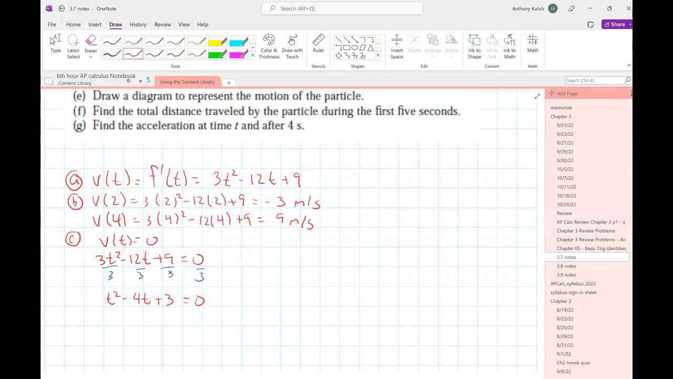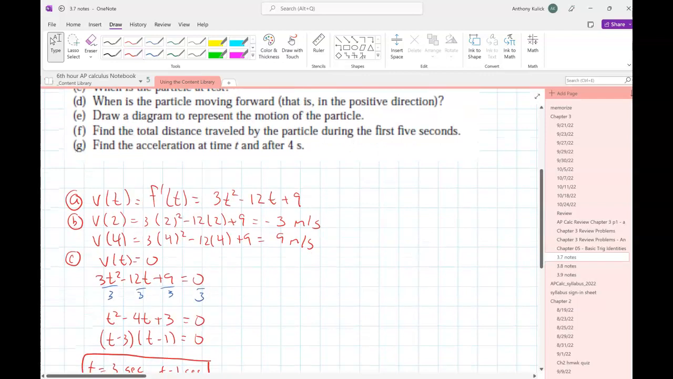And now to factor this, it's much easier since the leading coefficient is now 1. That was enormously helpful. 2 things that multiply to give me positive 3 and add to give me negative 4 are? Negative 3 and negative 1. Very good. So that tells me at 3 seconds and at 1 second, my particle is stopped or not moving. So far, so good. Okay.